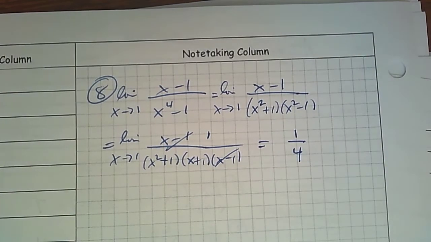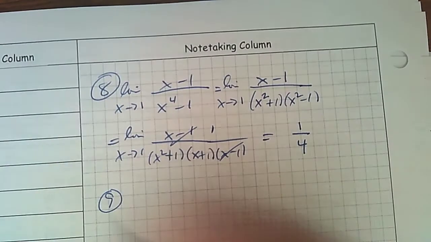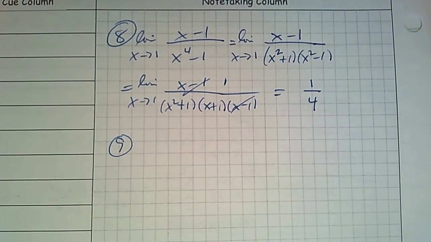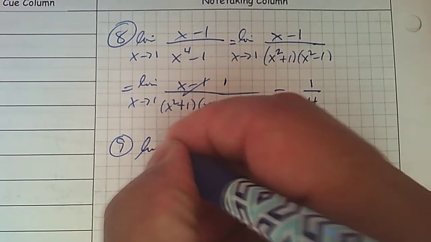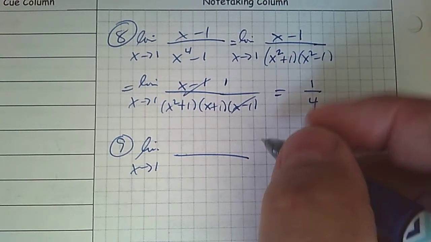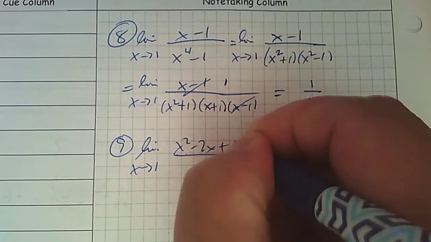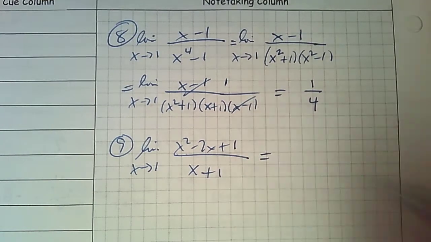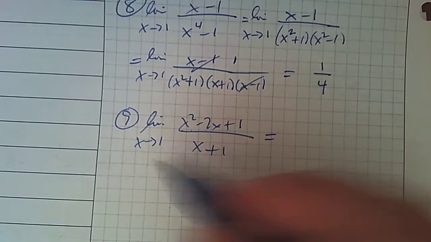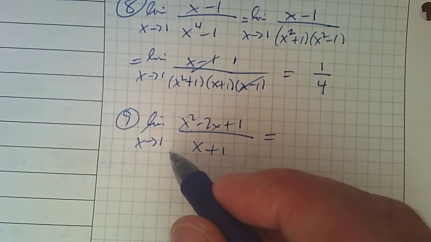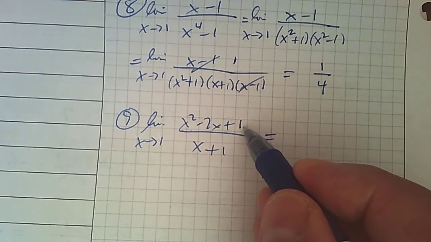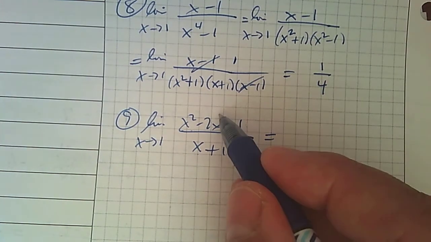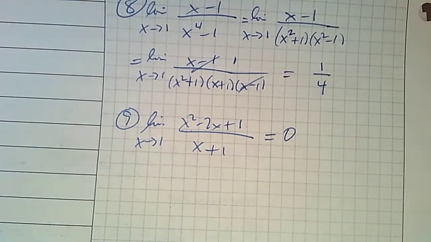Number 9. The limit as x approaches 1 of x squared subtract 2x plus 1 over x minus x plus 1. Step 1 is to substitute in. Step 1 is see if it's continuous at 1. So plug in 1, and the numerator gives you 0. Plug in 1 on the bottom, and it's 2. This is not indeterminate. 0 over 2. So the answer here is 0.